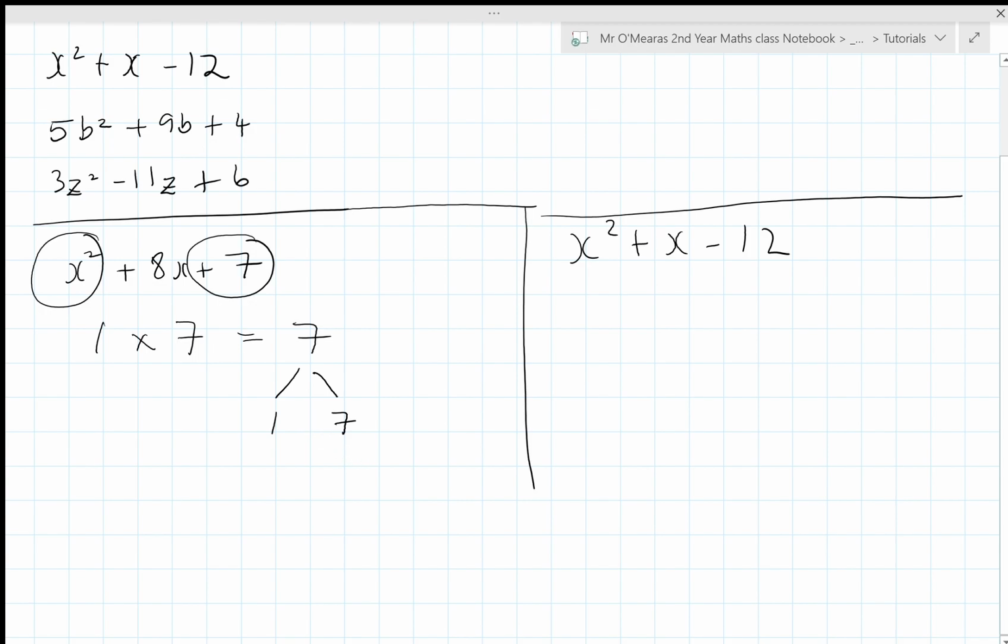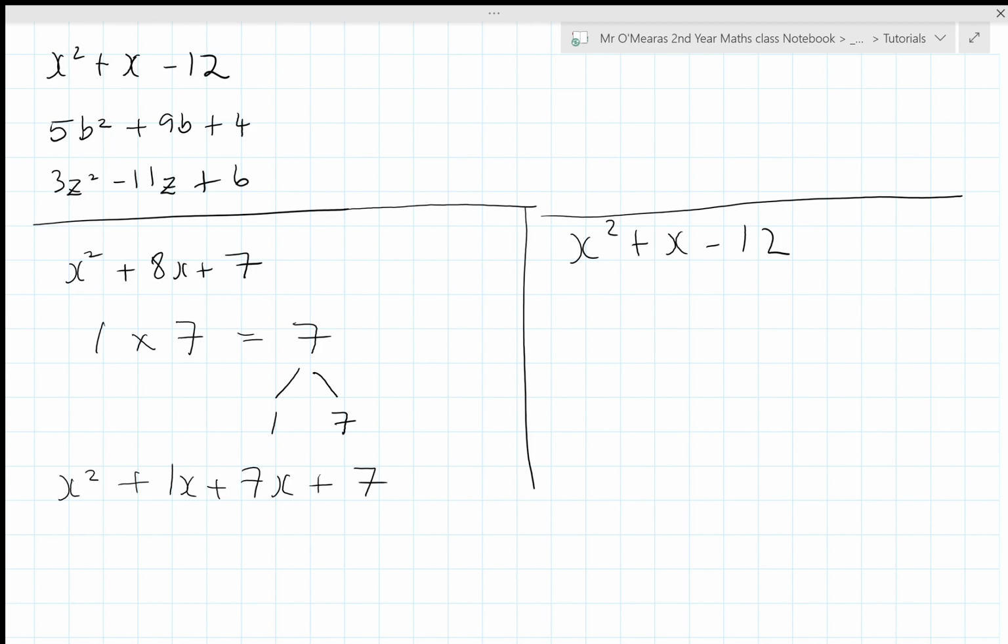And then we're going to rewrite the original expression with the 1 and the 7 in place of the 8. So we have x squared plus 1x plus 7x plus 7. And if you look back at the original x squared plus 8x plus 7, you can see that it's exactly the same as my new line that I've just written, except I've taken the 8x and I've broken it up into 2 pieces, a 1x and a 7x.